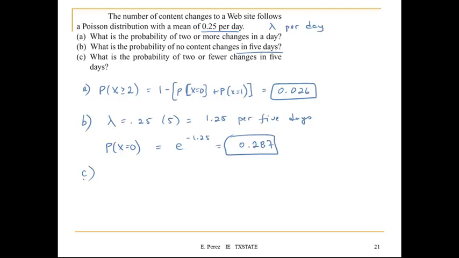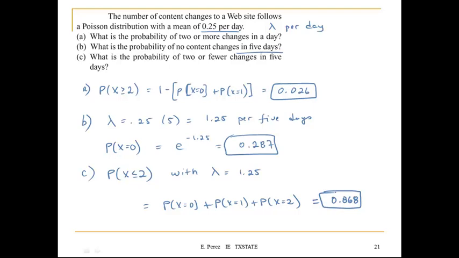The last question: what is the probability of two or fewer changes in 5 days? So that is the probability of X being less than or equal to 2, with lambda equals 1.25, because again we are looking at 5 days. So that is equal to the probability of X equals 0 plus the probability of X equals 1 plus the probability of X equals 2, and that equals, using the Poisson, 0.868. Okay, so again, this is another example for the Poisson distribution.